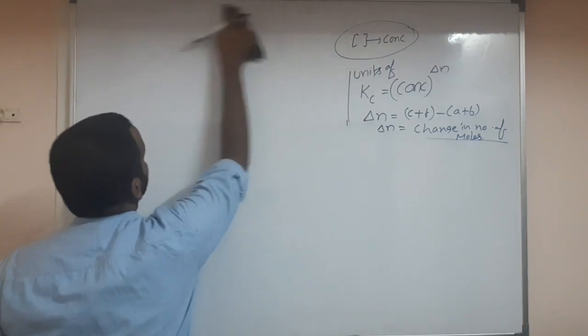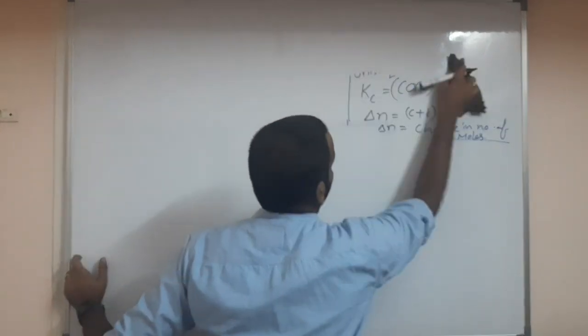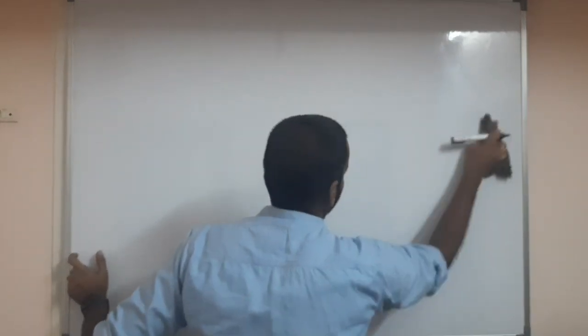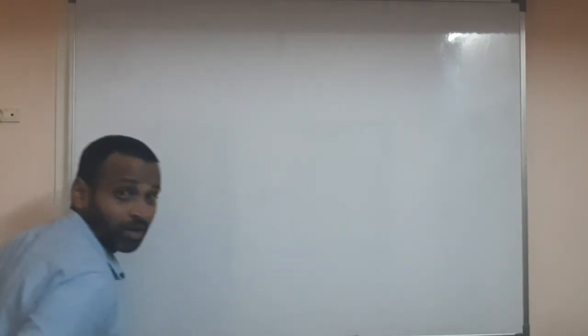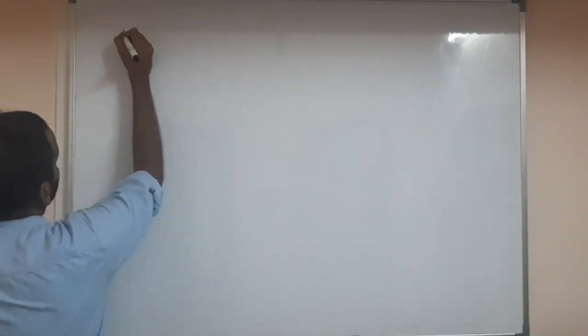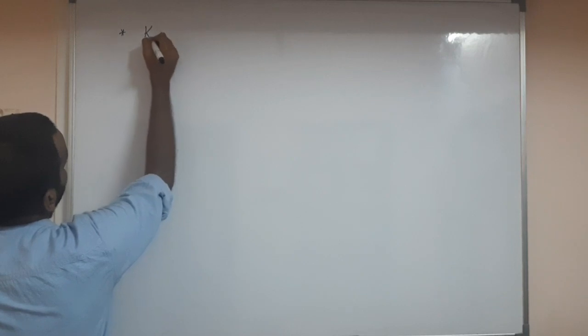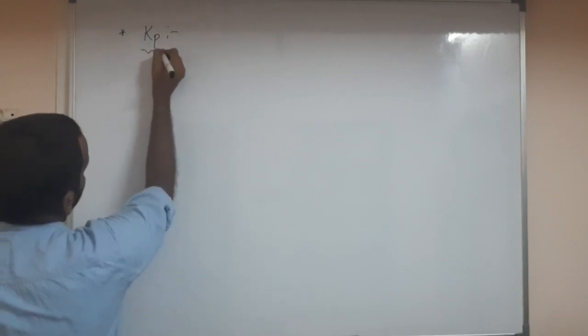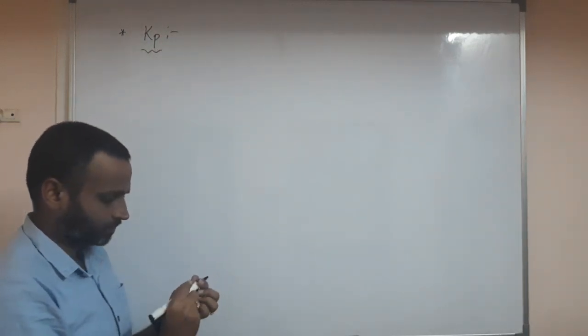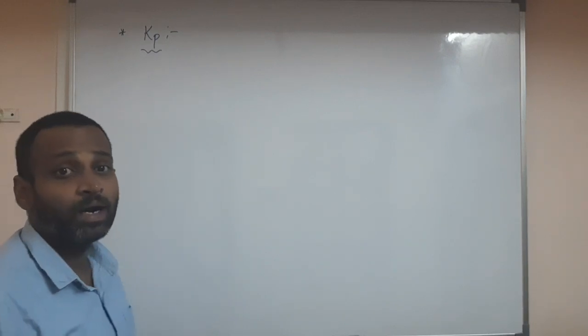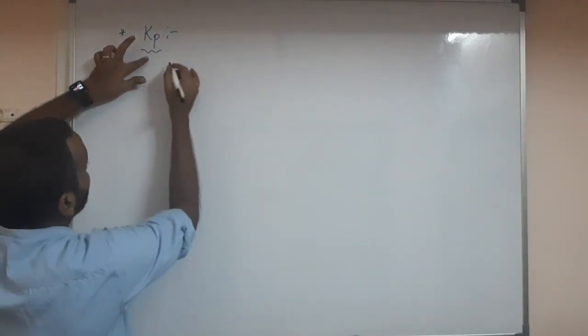Kp. Kp, partial pressure equilibrium constant. So simply Kp we write. What is Kp? Kp is a partial pressure equilibrium constant.